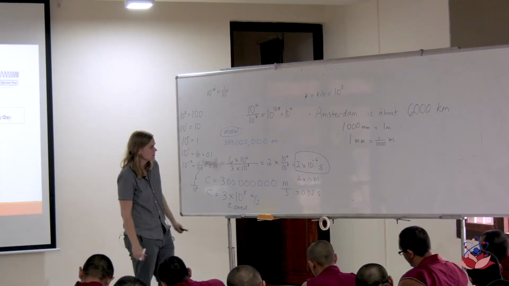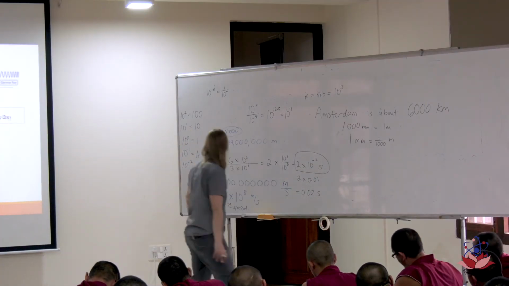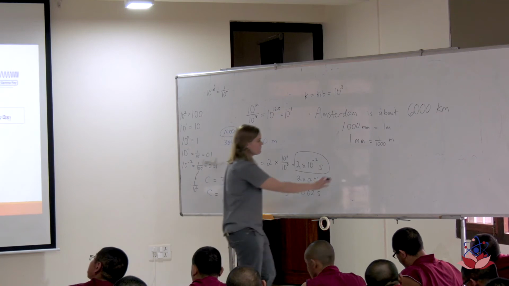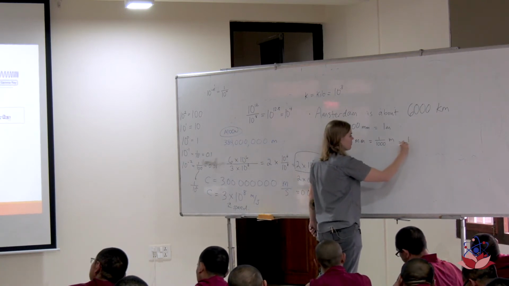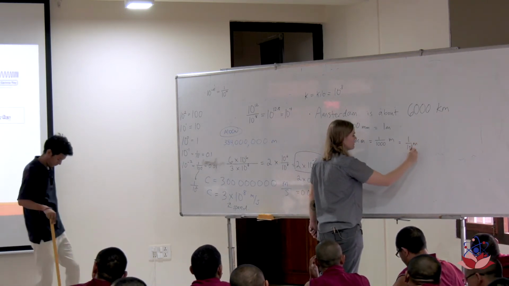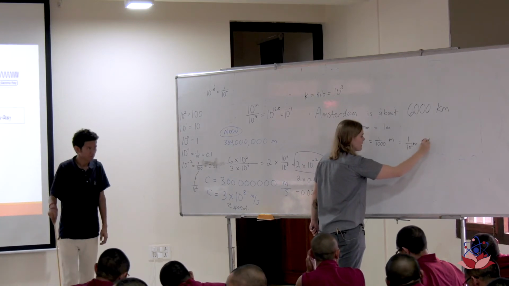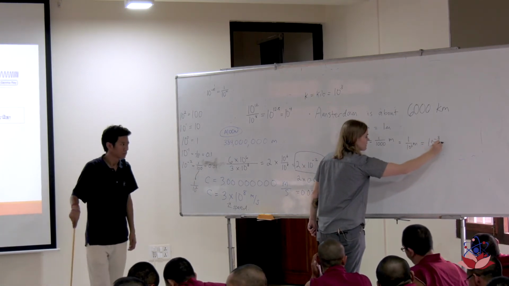So I can actually use the rules I just learned over here to rewrite this as 1/10³ meters, which is the same as 10⁻³ meters.